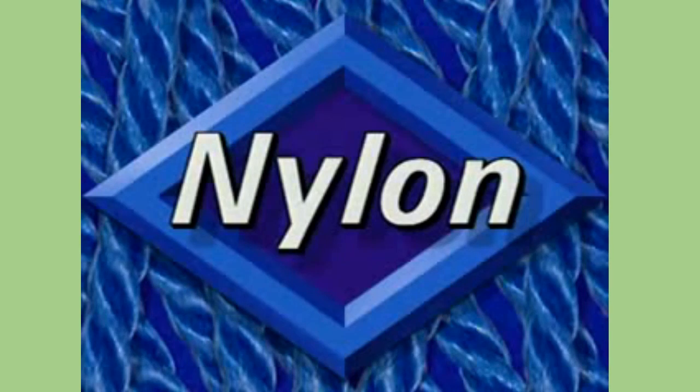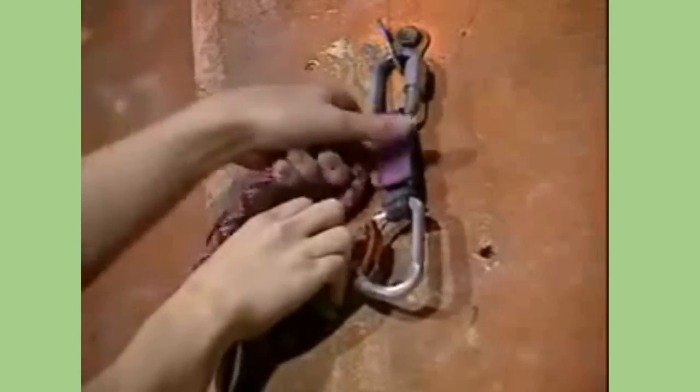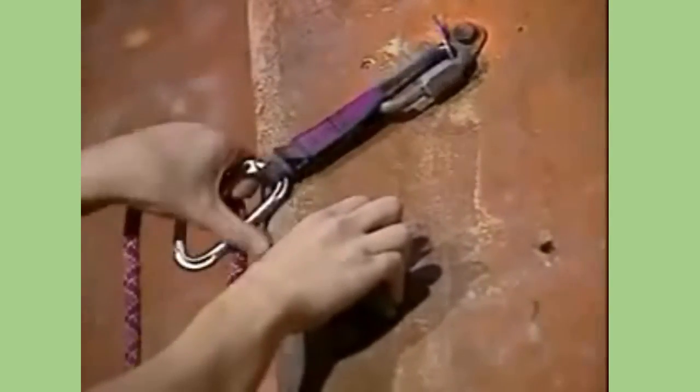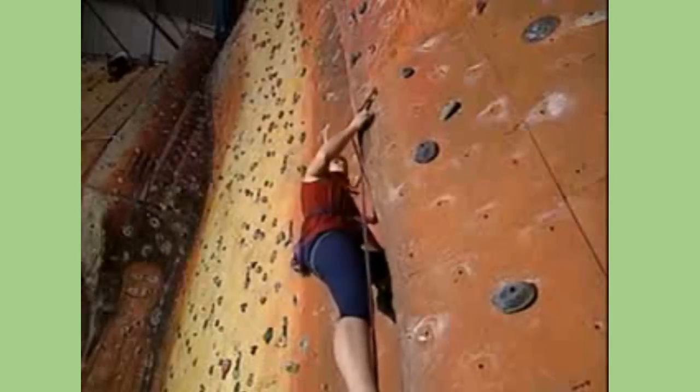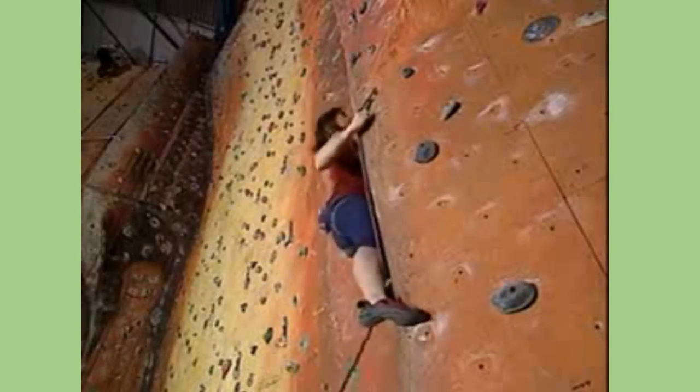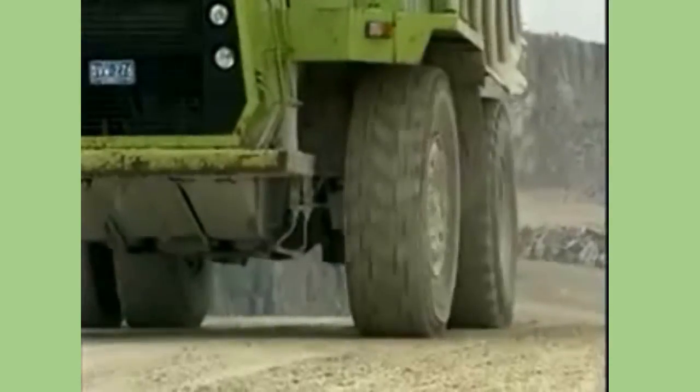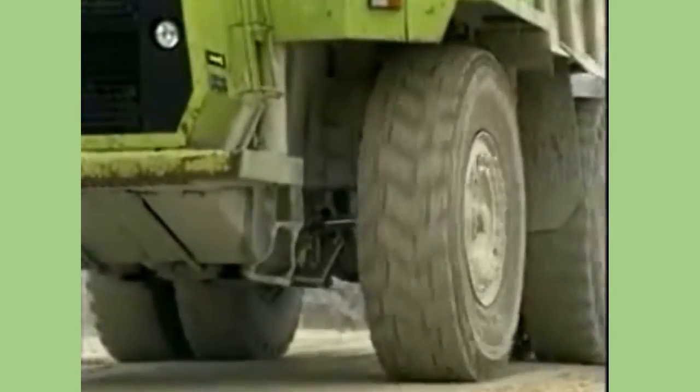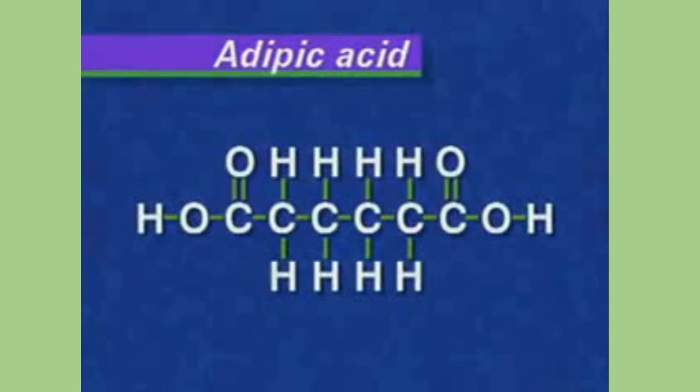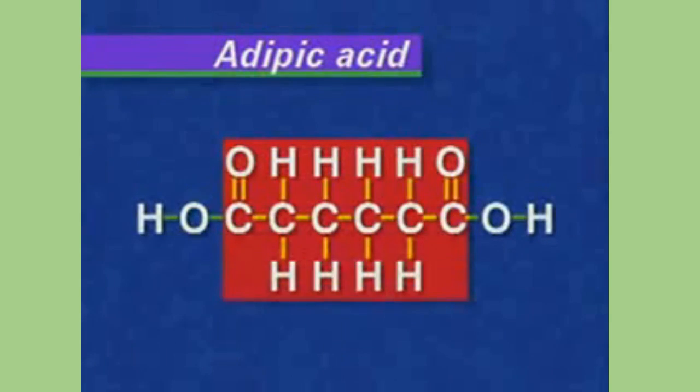Nylon, a thermoplastic, is one of the most important synthetic polymers. About 4 million tons per year is produced worldwide. Much of the nylon is made into fibres for ropes, clothing, and for reinforcing tyres. Nylon is made from two monomers. Adipic acid, more properly called hexanedioic acid, has a chain of 6 carbon atoms.